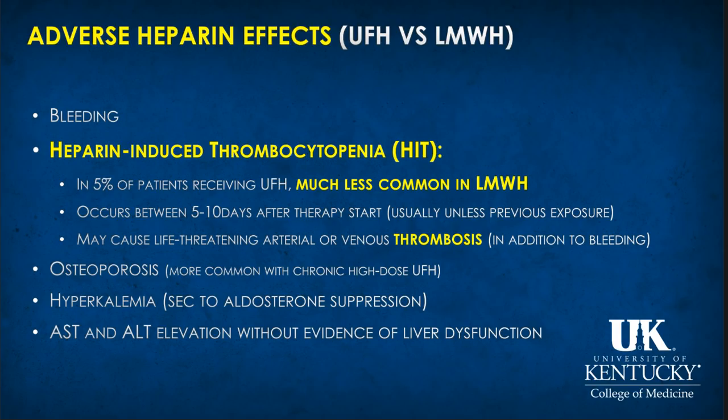Other heparin side effects include osteoporosis, also here much more common with chronic high-dose unfractionated heparin therapy. Hyperkalemia has been described, and it's secondary to the aldosterone suppression caused by heparin. And then also your liver function tests, the AST and the ALT, can be elevated, but without any evidence of liver dysfunction.